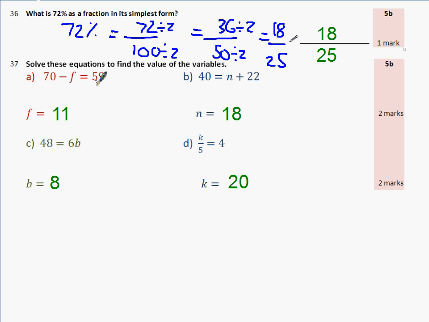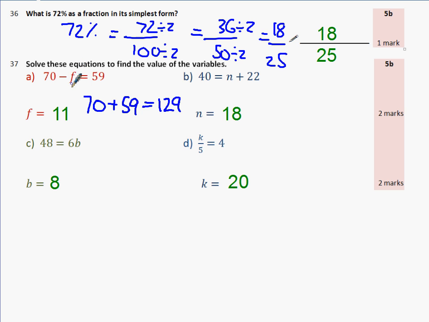70 take away something is 59. It must have been 11 that we had to take away from 70 to make 59. Some people, when they remember what they need to do with solving equations, think, right, I've got to do the opposite. So instead of taking away, they think, okay, I'll do 70 add 59. In some equations, doing the opposite like that would work. 70 add 59, that's 129.